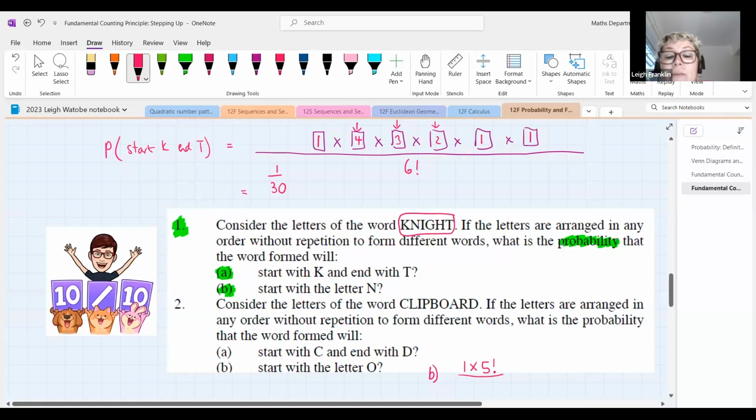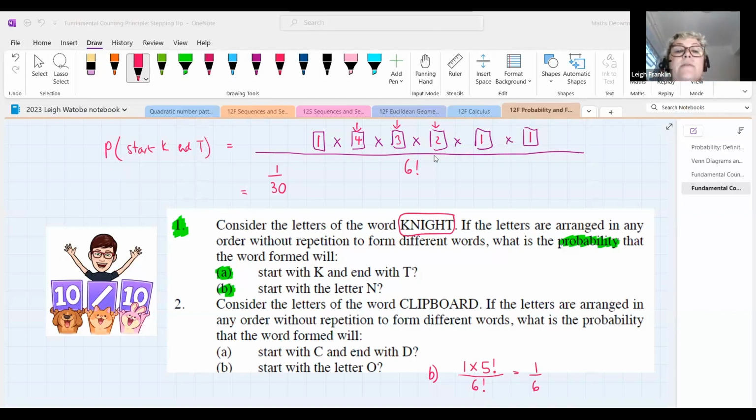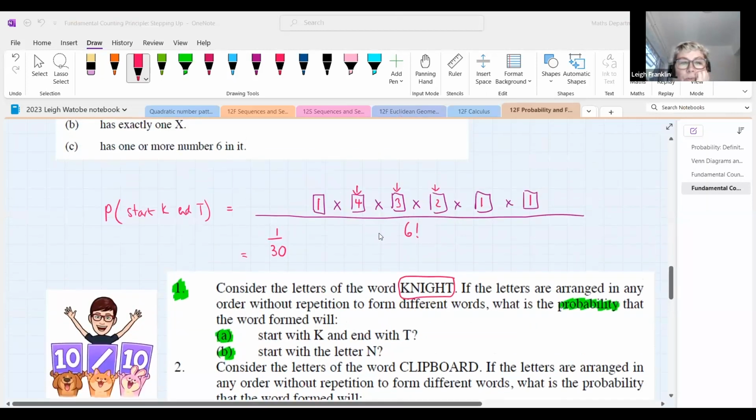All right, divided by the total number of ways in which they can be arranged, that would be 6 factorial. So it would be 5 factorial over 6 factorial. Does that make sense to everybody? So it would be 1 in 6 chance of it starting with an N. That's it. Okay, does that make sense to you all? Are there any questions? You sure no one's got any questions?